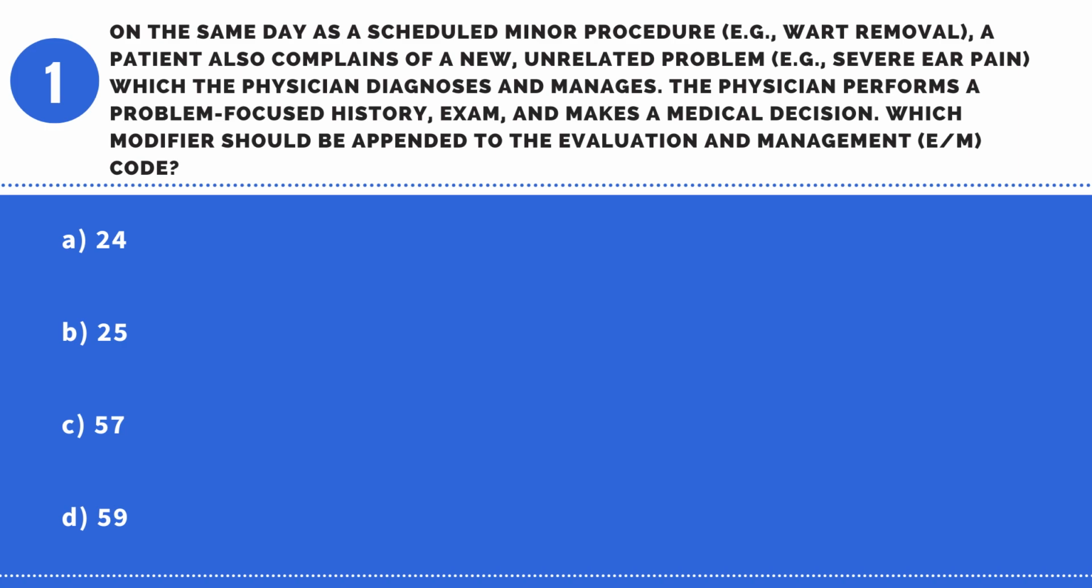Question 1. On the same day as a scheduled minor procedure, e.g., wart removal, a patient also complains of a new, unrelated problem, e.g., severe ear pain, which the physician diagnoses and manages. The physician performs a problem-focused history exam and makes a medical decision. Which modifier should be appended to the evaluation and management E/M code?